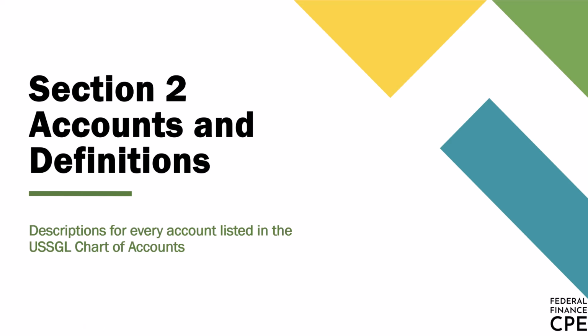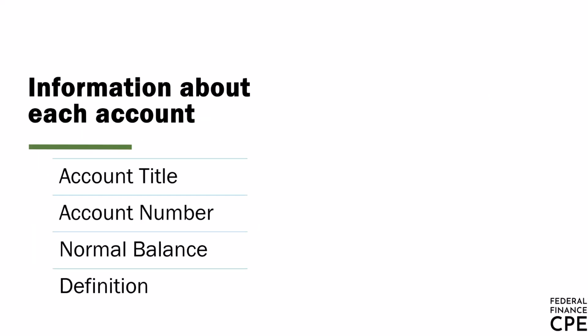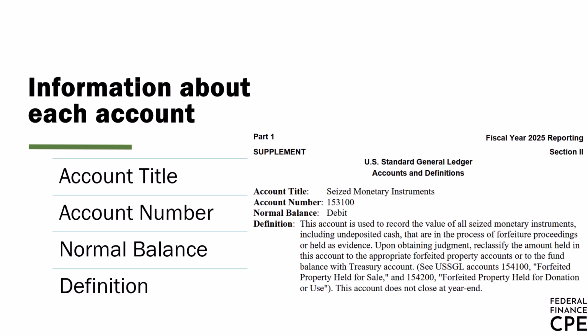All right, let's go to the next section, which is accounts and definitions. This section is going to give descriptions for every single account listed in the chart of accounts. It's going to give us the title of the account, the number, the normal balance, and the definition. You can see up here, for example, we have seized monetary instruments with a normal debit balance and an account number of 15310. And you'll see here is a definition.